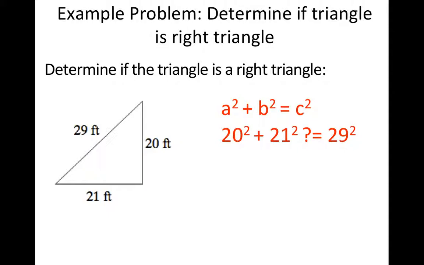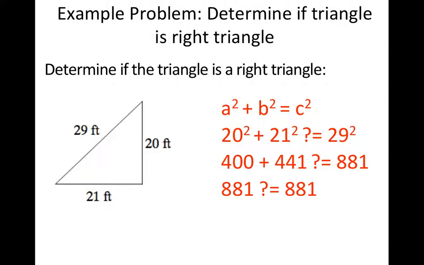Well, let's find out. So 20 squared is 400, 21 squared is 441, and 29 squared is 841. Are those equal? If I add them up, I get 841. Is that equal to 841? And of course the answer is yes. Yes, it is. So since I know that A squared plus B squared equals C squared, therefore I know that the triangle is a right triangle.